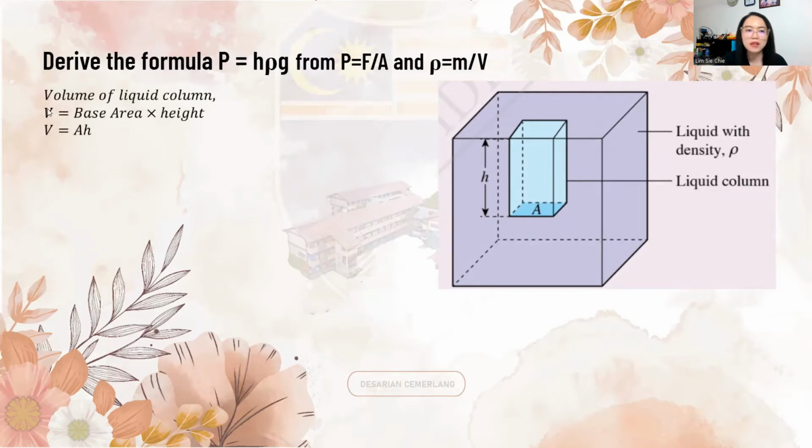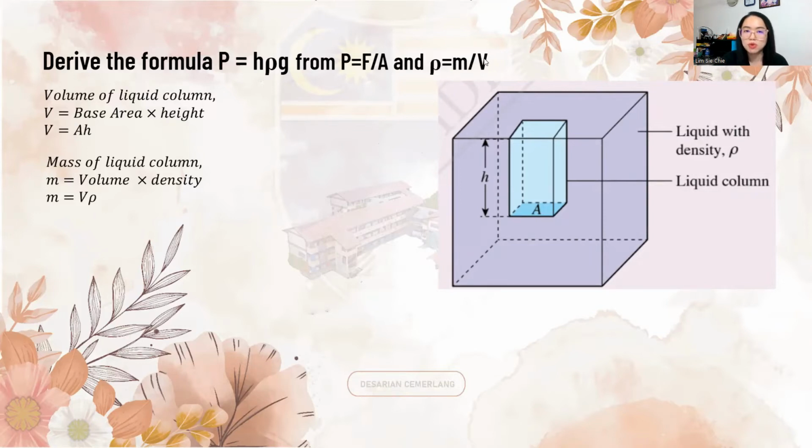Now let's see here. To find the volume of the liquid column, the blue color one, how do I find volume? Volume is the base area multiplied by the height. Again, I repeat, the base area multiplied by the height. So V = Ah. That's the first thing. Next, to find the mass of the liquid in the column, I know that m = Vρ. Where do I get it? Density is equal to mass over volume.